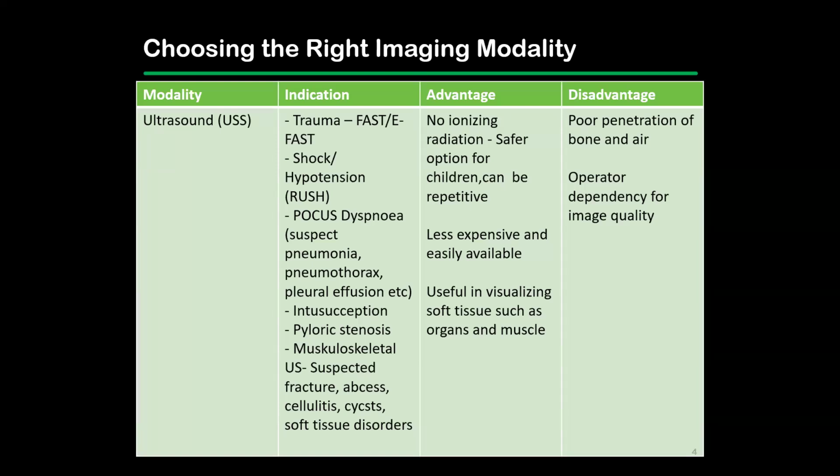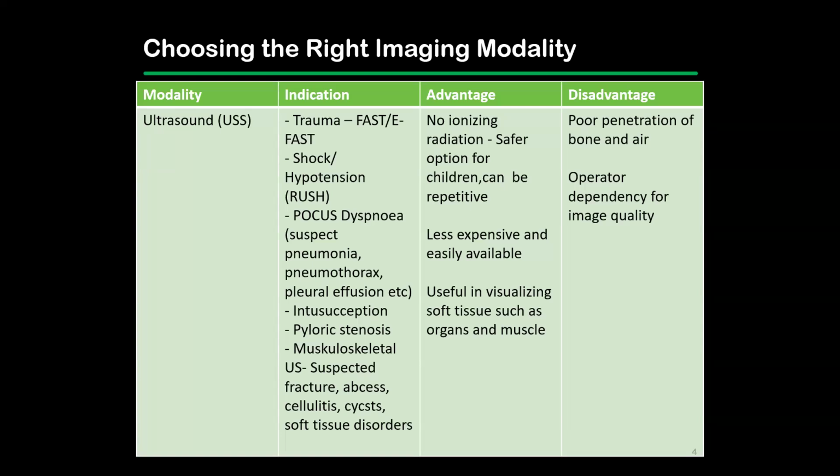And you can do a point of care ultrasound for patients who come in with intussusception, patients who come in with pyloric stenosis. All of these are some of the differentials that children would present with. You can also apply a musculoskeletal ultrasound for patients you suspect to have a fracture, or those who come in with an abscess, cellulitis, or other soft tissue disorders.